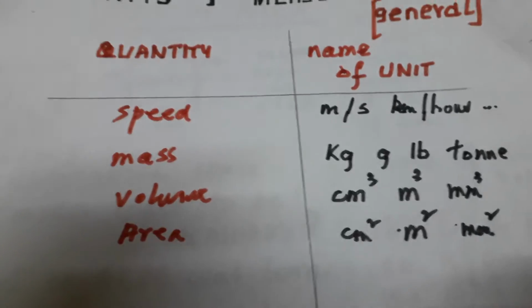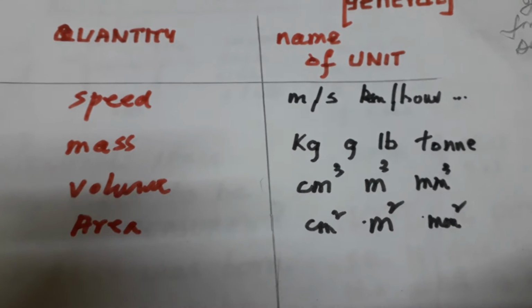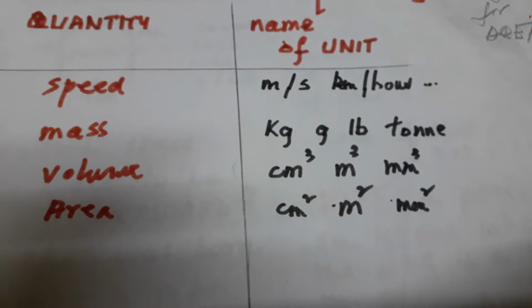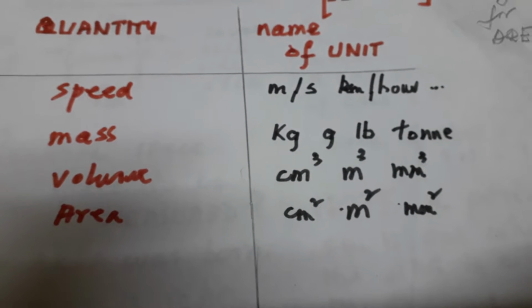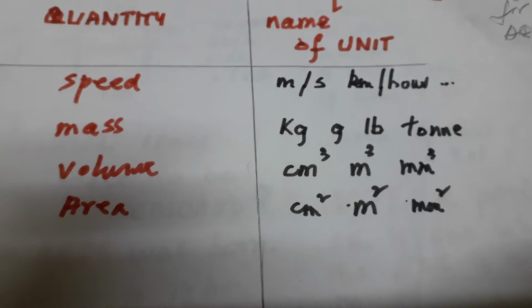So speed: meters per second, can you see that? Kilometers per hour. Mass: kg, grams, pounds. Ton is a metric ton, which is a thousand kg. Volume: centimeter cube, meter cube, millimeter cube. Area: centimeter squared, meter squared, millimeter squared.